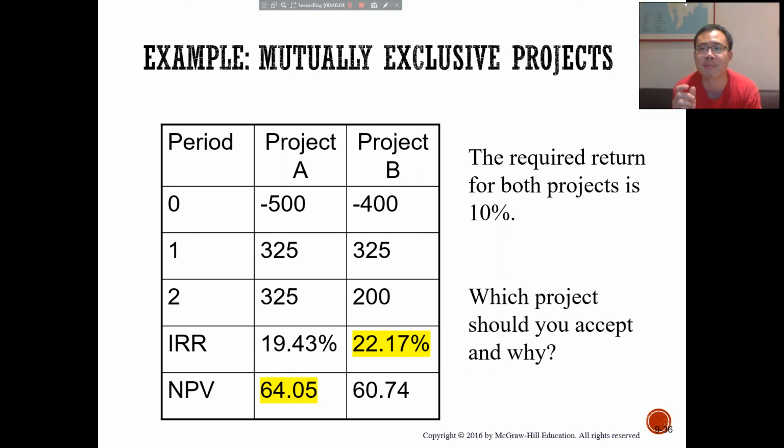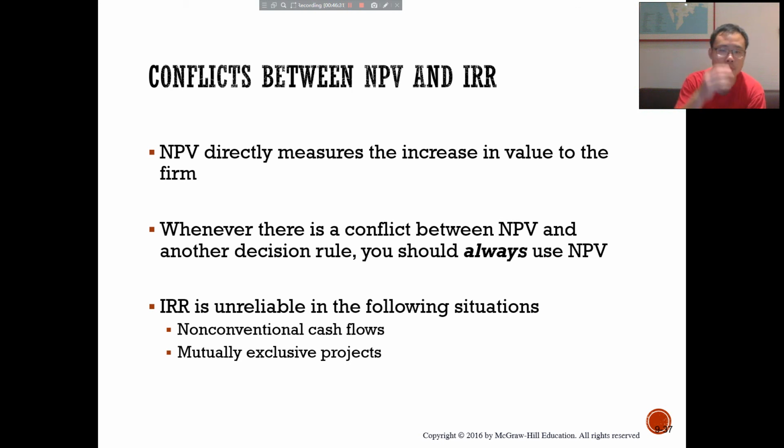NPV is the final amount of positive value, the remaining value you can get from the investment. This is the profit you have. Since project A's NPV is higher than project B's NPV, you get higher profit, so you should choose A. So NPV directly measures the increase in value to the firm. Whenever there is conflict between NPV and another decision rule, you always use NPV.